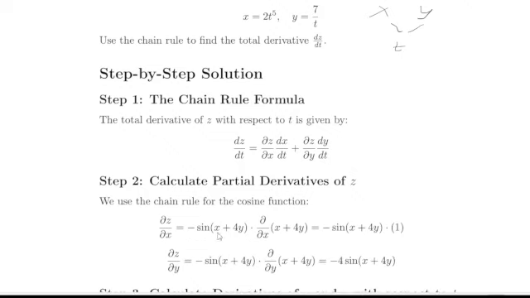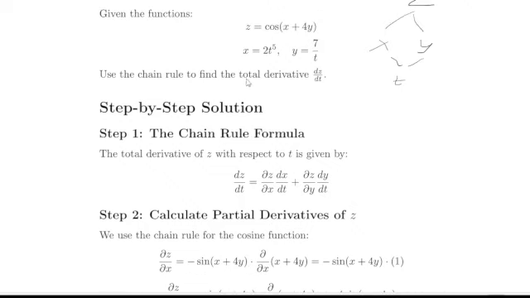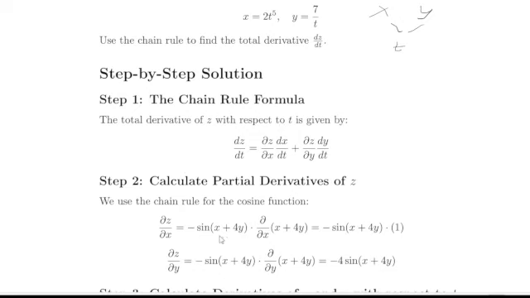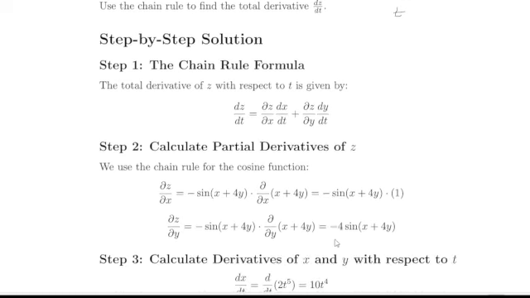So first we're going to take it with respect to x. We know the derivative of cosine is negative sine, and then the derivative of the inside is just 1. So you have negative sine(x plus 4y). And then for partial z with respect to y, the derivative of cosine again is negative sine(x plus 4y). Then we take the derivative of the inside with respect to y, which is 4.